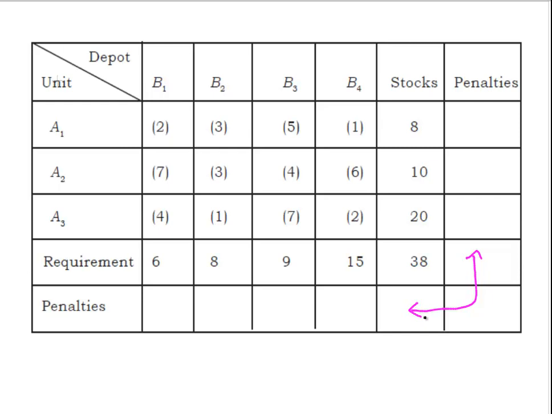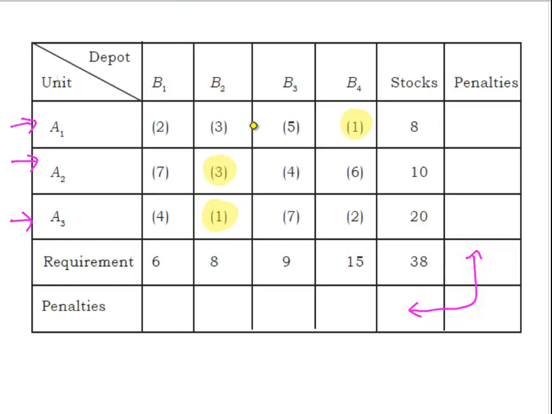Now, let's take the rows first. Row 1, row 2, row 3. What we're going to do is pick out the lowest cost. I'm going to do it very slowly in this instance, but later on I will be a bit quicker about it. I'm going to pick out the lowest cost in each row. So this is the lowest cost in that row. This is the lowest cost in that row. And that's the lowest cost in that row.